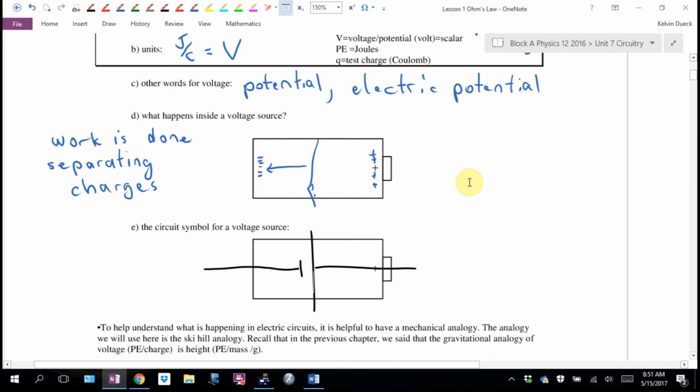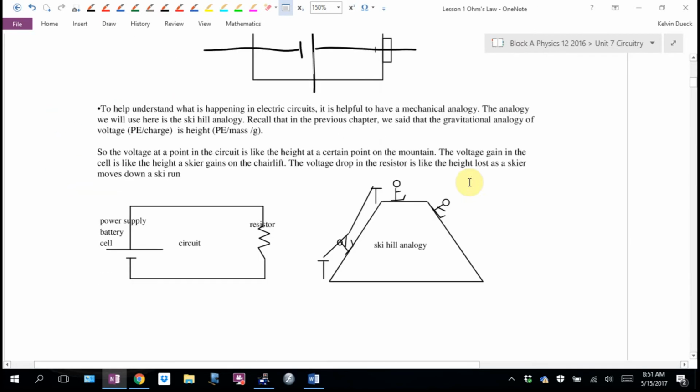And here's our analogy that we're going to use for solving circuits. This is a trick I stole from another teacher, not my idea, but it's great. To help us understand what's happening in electric circuits, it's helpful to have a real-life mechanical analogy. And the analogy that we're going to use, we're going to pretend that every single circuit is a ski hill. In any ski hill, you start at the top, you end up at the bottom. Otherwise, you haven't skied the hill.